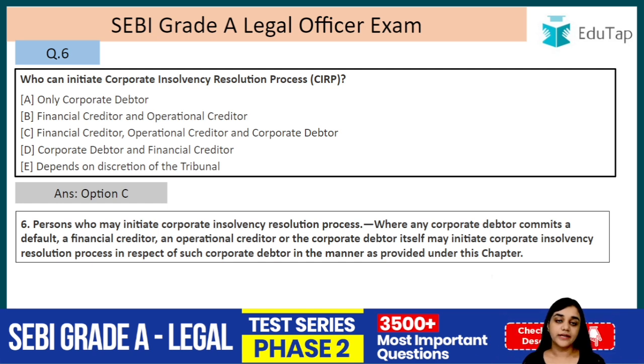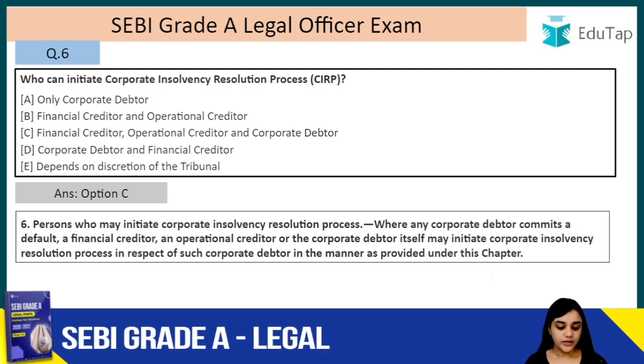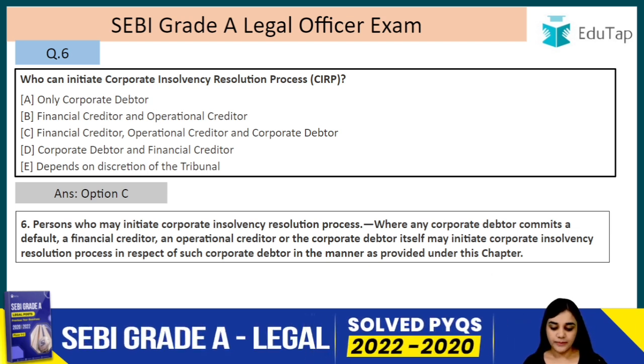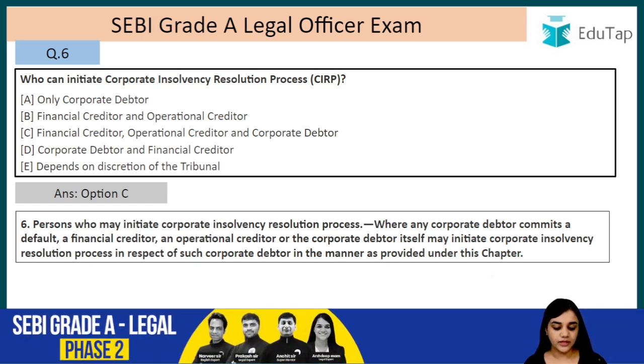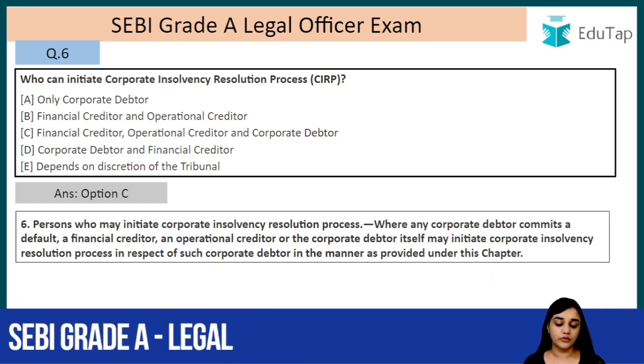The financial creditor, the operational creditor and the corporate debtor himself, that is A Limited himself, right? So where any corporate debtor commits a default, a financial creditor, operational creditor or corporate debtor itself may initiate corporate insolvency resolution process in respect of such corporate debtor in the manner as provided under this chapter. So now I will be telling you what this process actually is, what the different stages in this process are, as we move on with the questions.